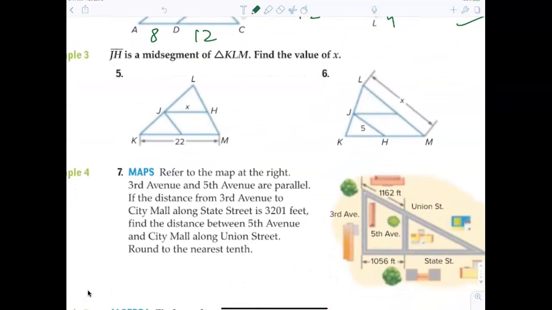What do you think mid-segment means again? Middle, right. It's the middle, exactly. All right. So we would say in this case, if JH is a mid-segment, that means these two things are congruent, and these two things are congruent. So everybody agree with that? And so, somebody tell me what you think X is. Take a shot at it. 11, of course. It's 11. It's in the middle, right? Halfway, right? So it has to be 11.